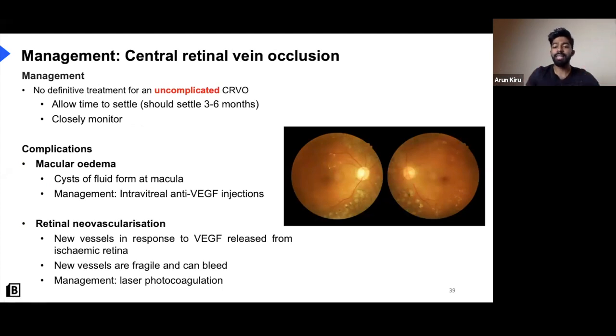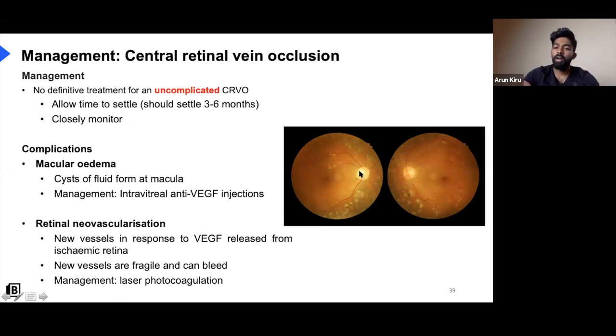While this is a good idea, it seems like actually these new blood vessels are not like your normal blood vessels. They're very fragile, they can bleed. So we want to stop them from forming. So what we do is we do laser photocoagulation. So these marks here are laser photocoagulation. So what is the thinking behind this?